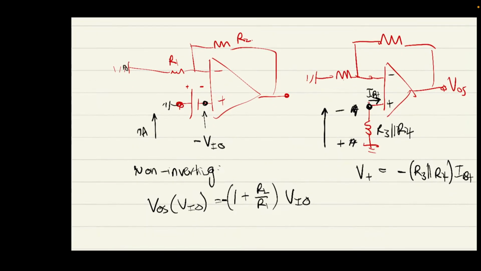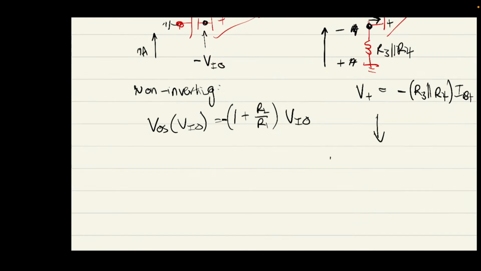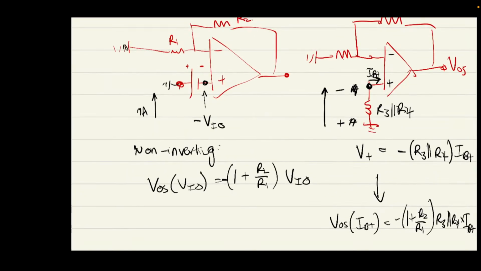And then again, we have the non-inverting amplifier configuration, so I can just use the same formula. The offset voltage due to IB plus is minus (1 plus R2 on R3, or 1 plus R2 on R1) times R3 parallel R4 times IB plus. Okay, and then our last one. I might just use the same diagram to save time.